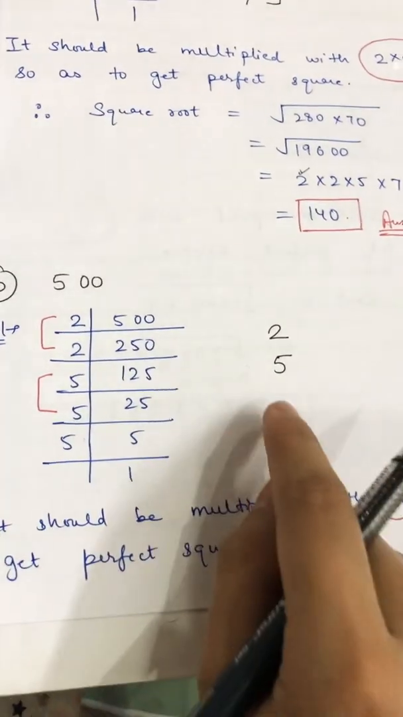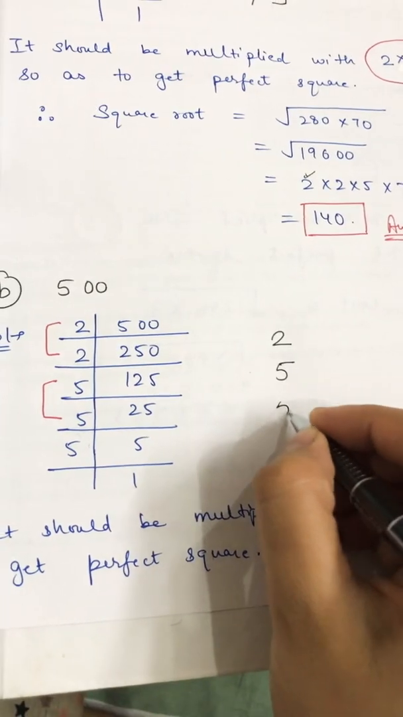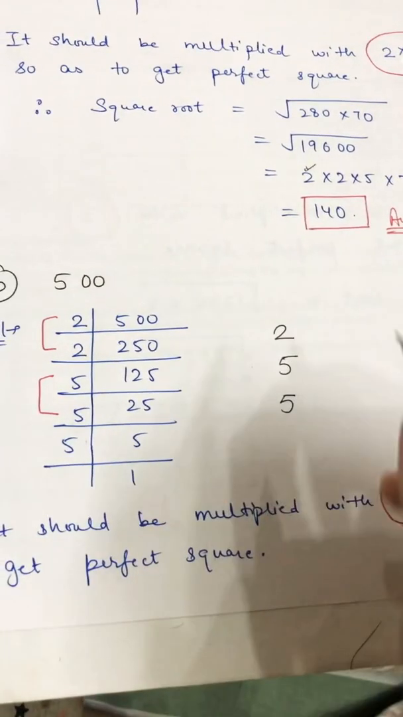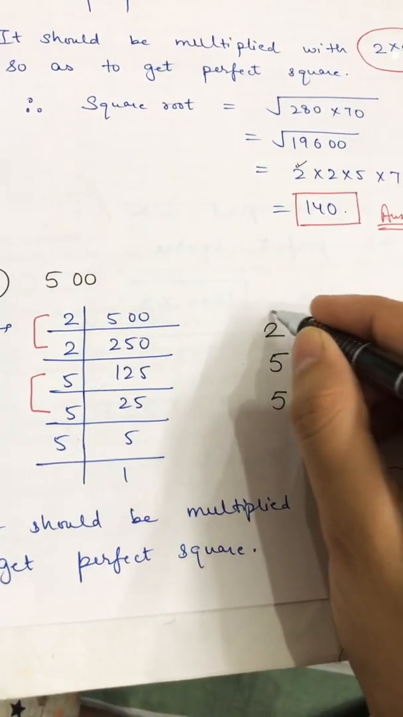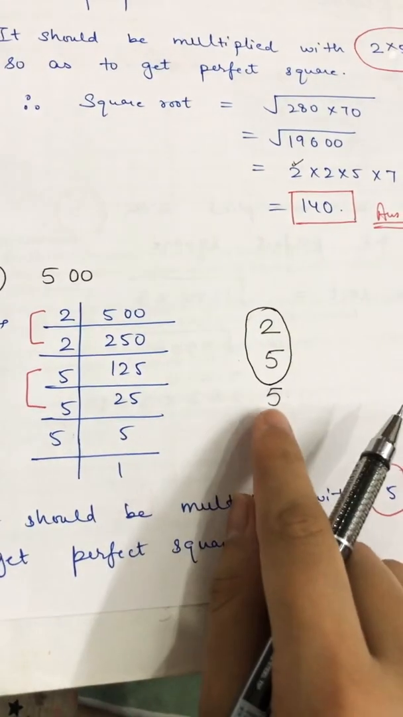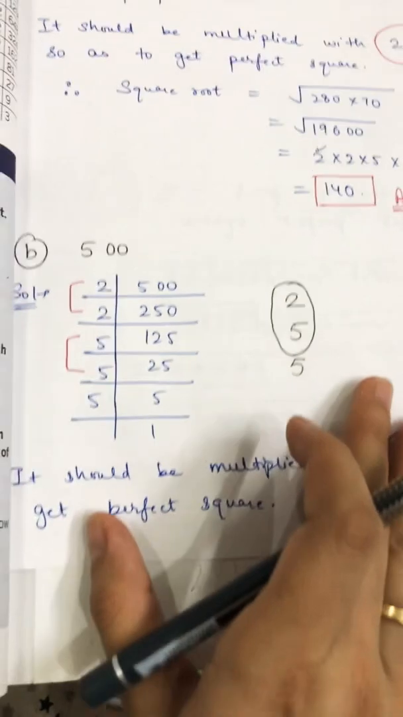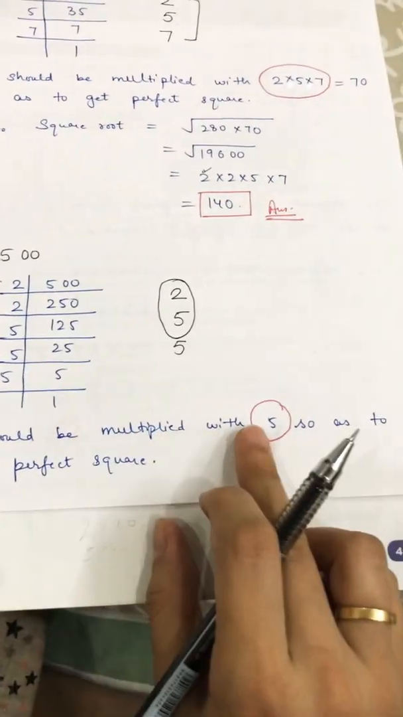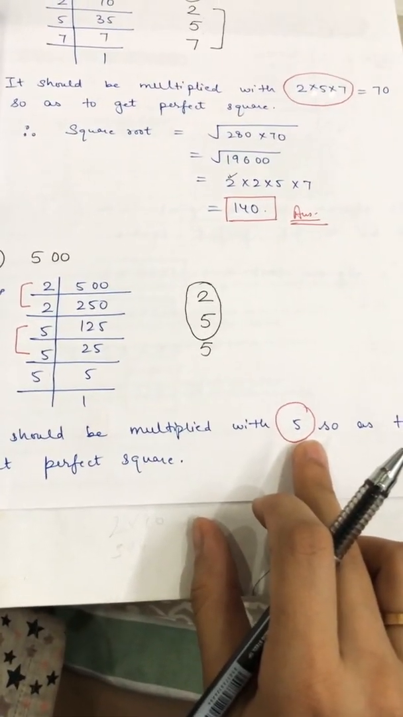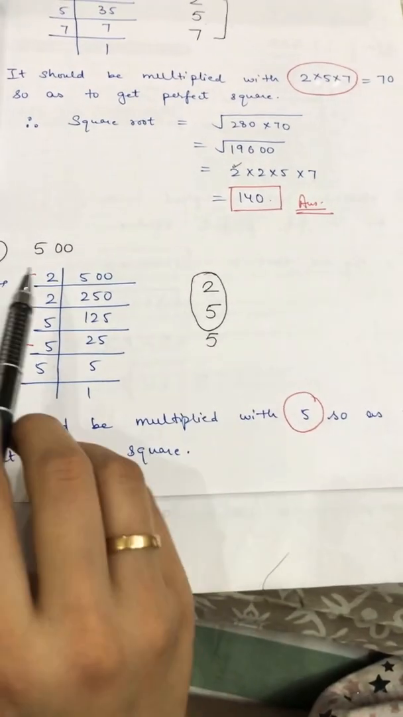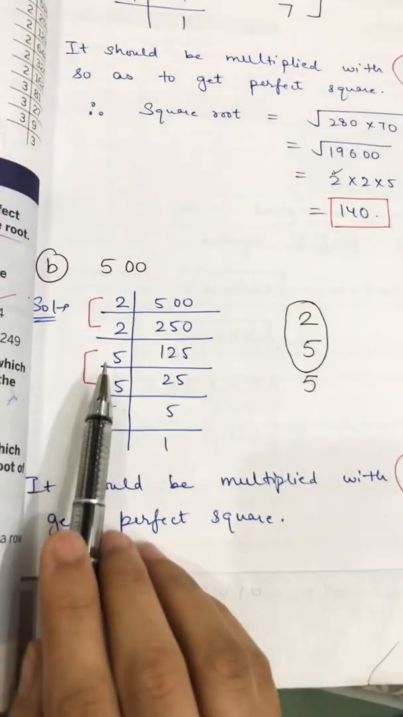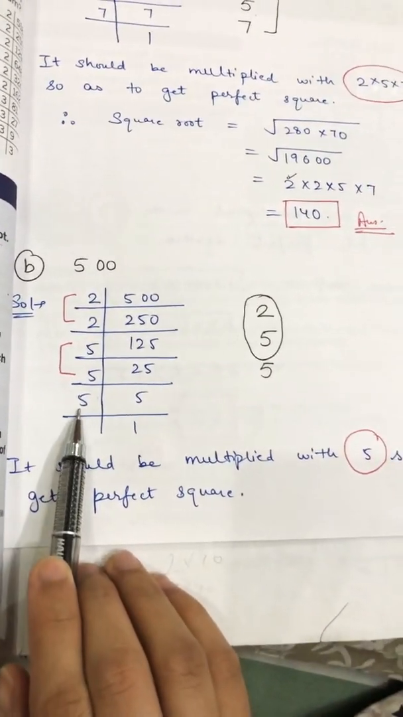Okay, this pair is single. This number is single. So these already we are having, so I have to multiply with 5 so that I'll get this also in the pair. So it should be multiplied with 5. Are you able to get it? Because one pair is this, second pair is this, third number is single.